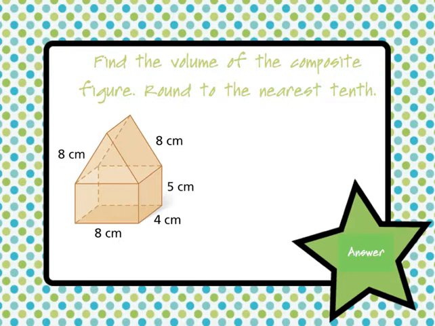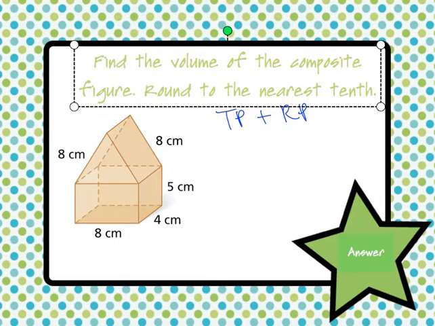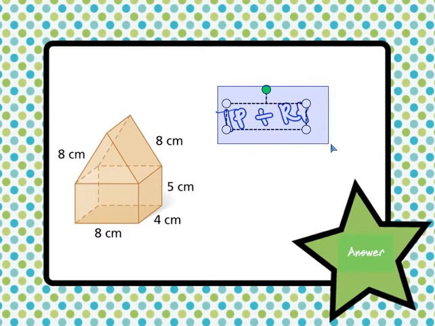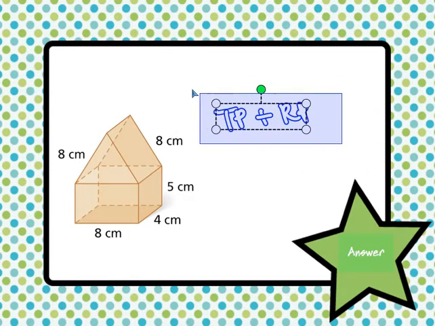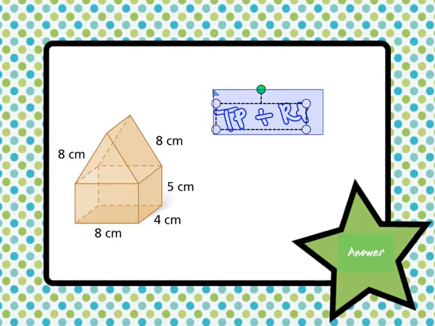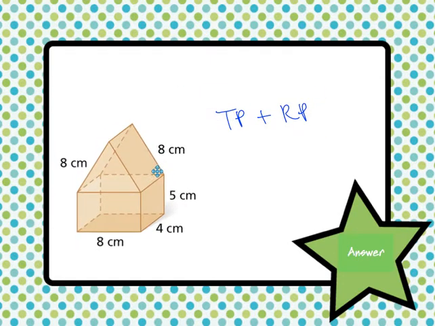All right, so volume of composite figures is actually easier because you don't have to worry about what's on the surface. Like this is just going to be the volume of the triangular prism plus the volume of the rectangular prism to get the total. So let's see, it says round to the nearest tenth. So let me move this.